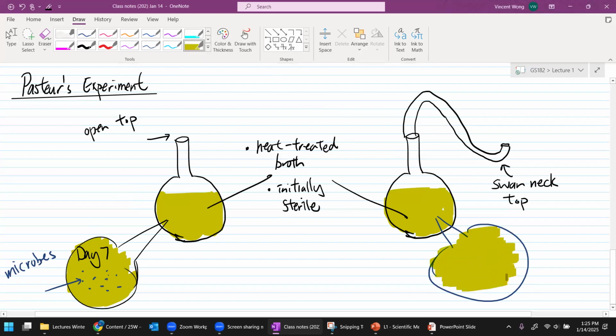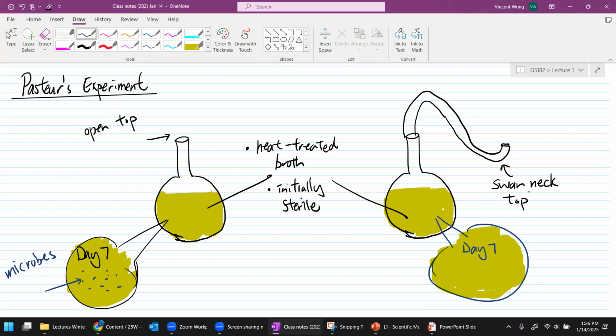And for over here, anything growing? Thumbs up or thumbs down? What do you guys think? Okay. Very good. Nothing's going to be growing. Okay. Day 7, it's going to be still good to drink, maybe. So what does that tell you? Tells you spontaneous generation is definitely not true, because if it's true, then you would also see microbes growing here, right?